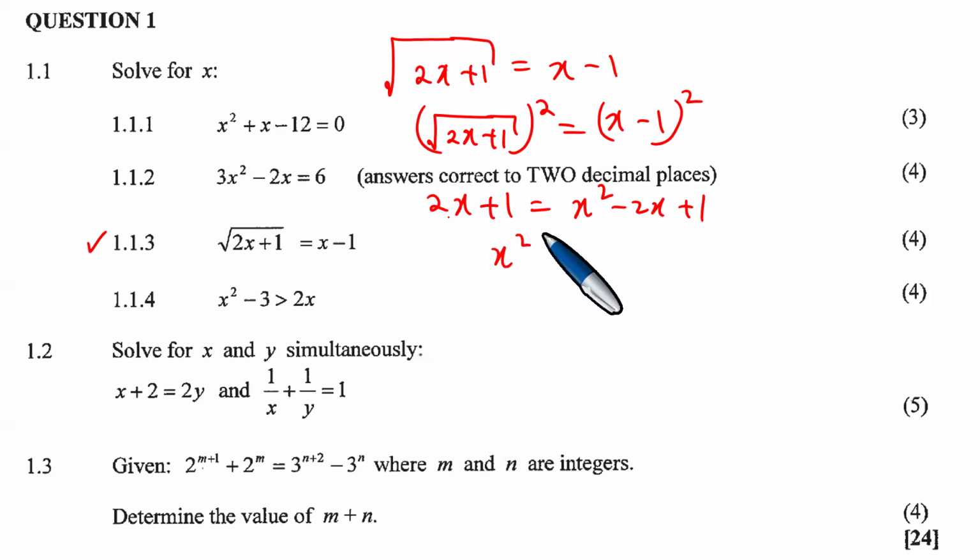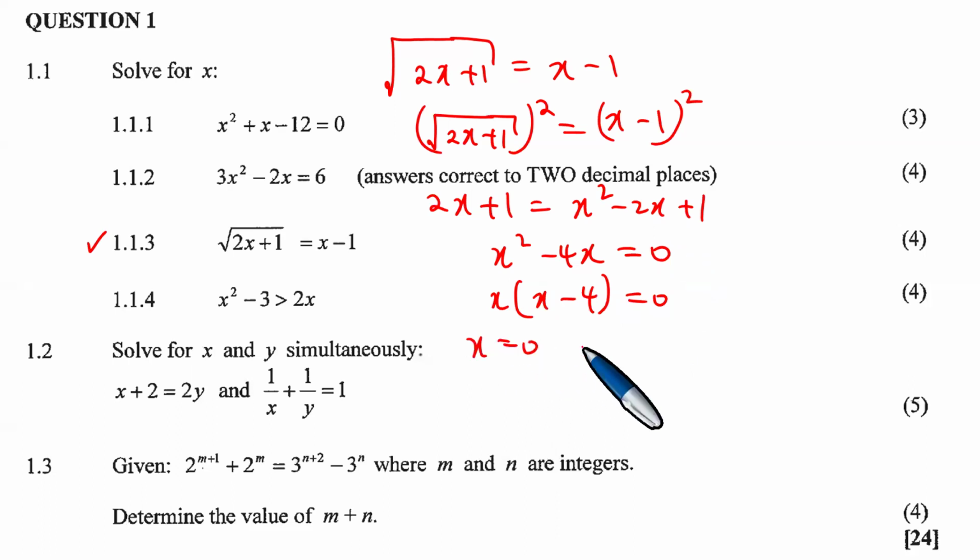x squared, we transpose the 2x, getting a minus 4x equals 0 because 1 and 1 cancel out. That is very clear. We take out the highest common factor, which is x, and we get that x is 0 or x equals 4. Clearly when x is 0, you put it here, it becomes 0 minus 1, giving us minus 1, meaning the square root is a negative 1, and therefore this is not applicable.